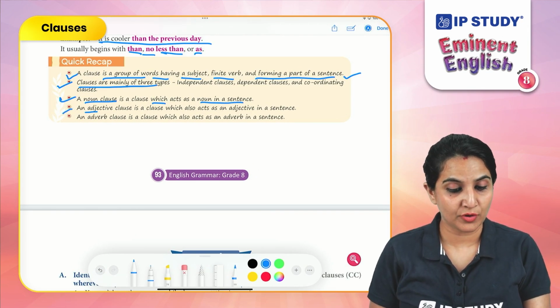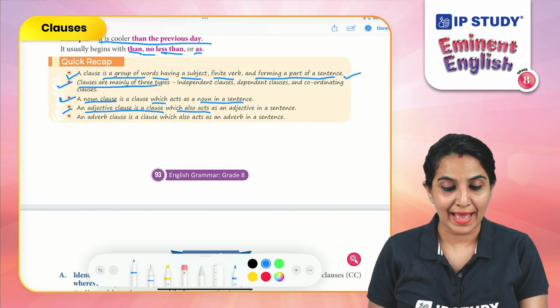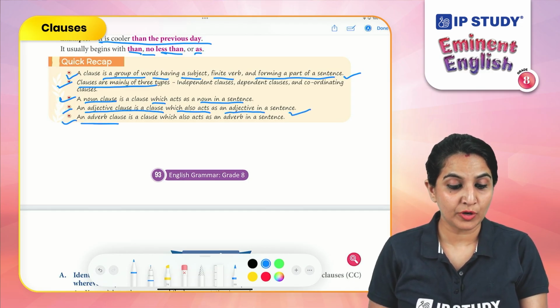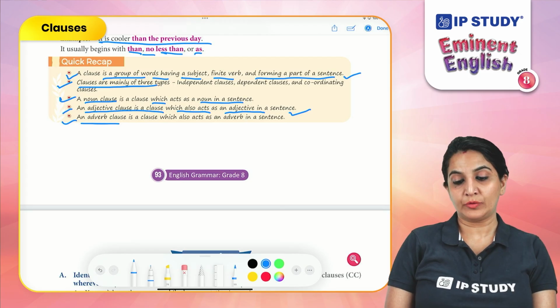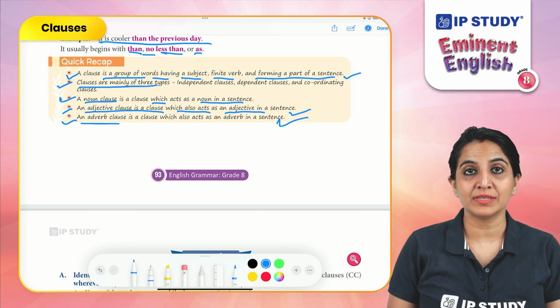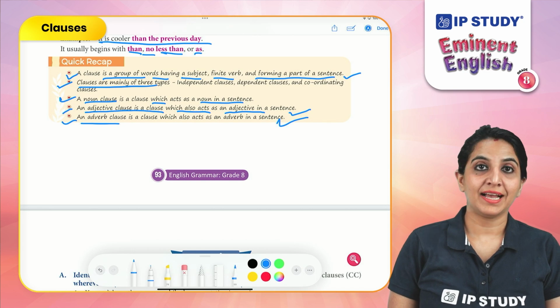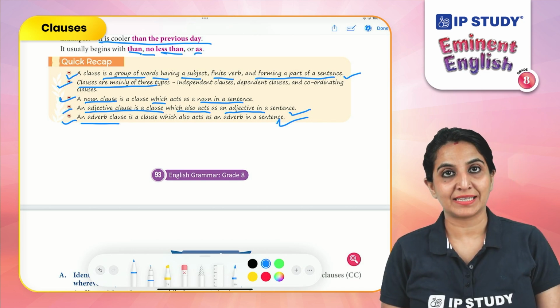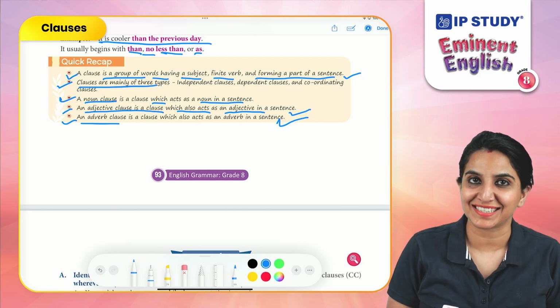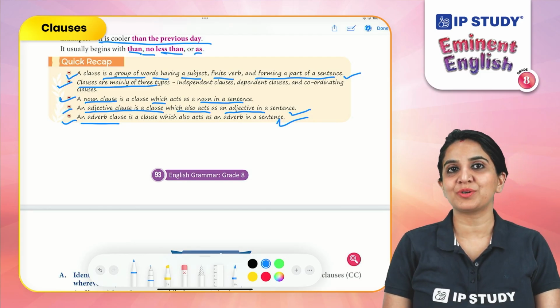An adjective clause is a clause which acts as an adjective in a sentence, and an adverb clause is a clause which acts as an adverb in a sentence. That means a noun clause can be identified as a noun, an adverb clause can be identified as an adverb, and an adjective clause can be identified as an adjective. So that was all about clauses.